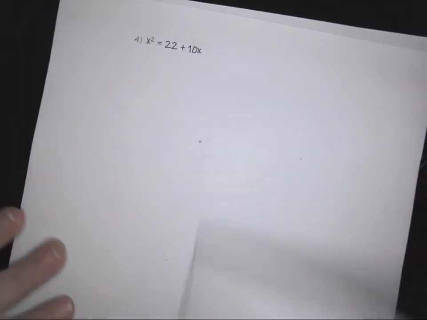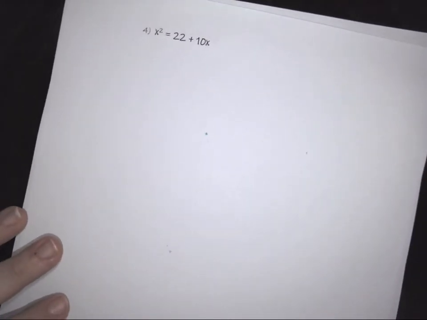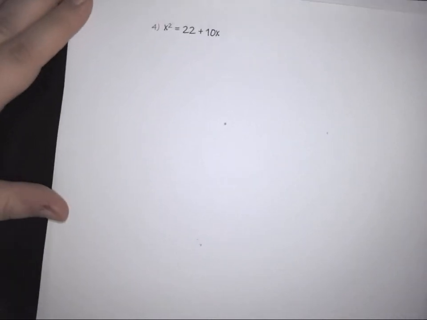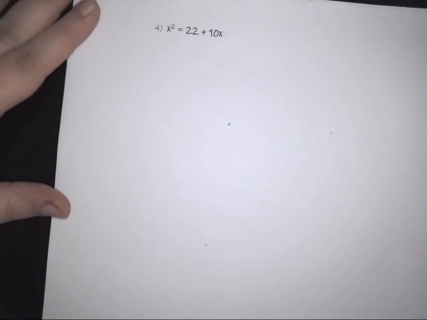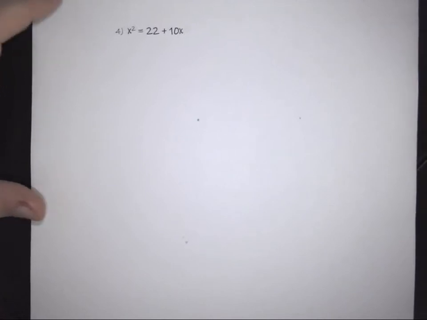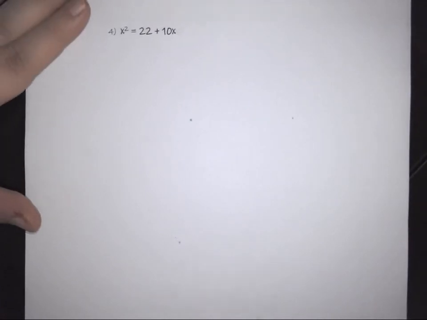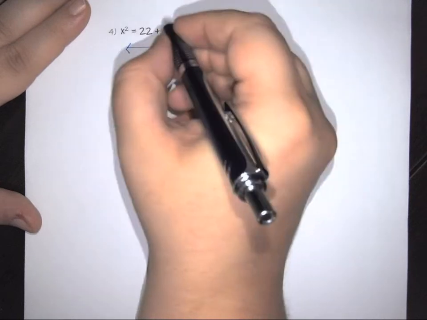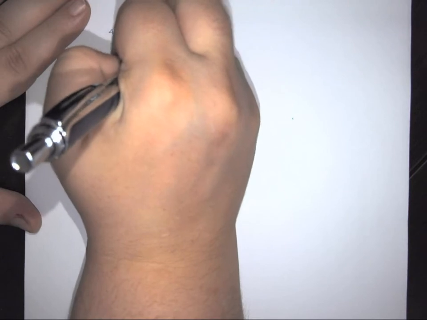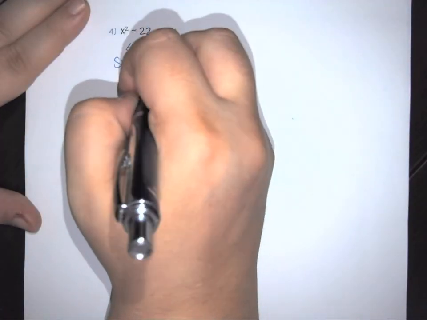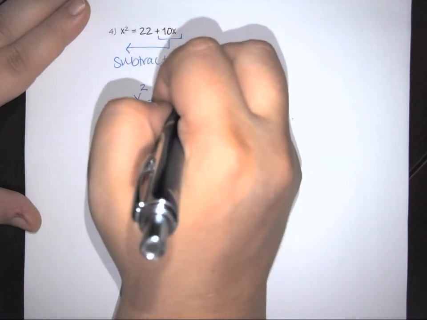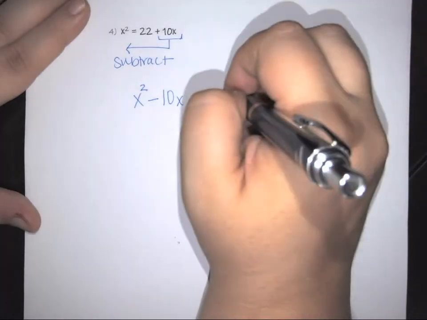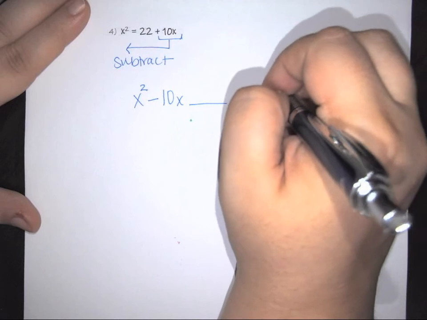Okay. Let's look at another one. Here I have x squared equals 22 plus 10x. I'm going to take this 10x and move it. It is positive, so to move it I have to subtract. I need to set myself up. This is x squared minus 10x, give myself a space, is equal to 22.